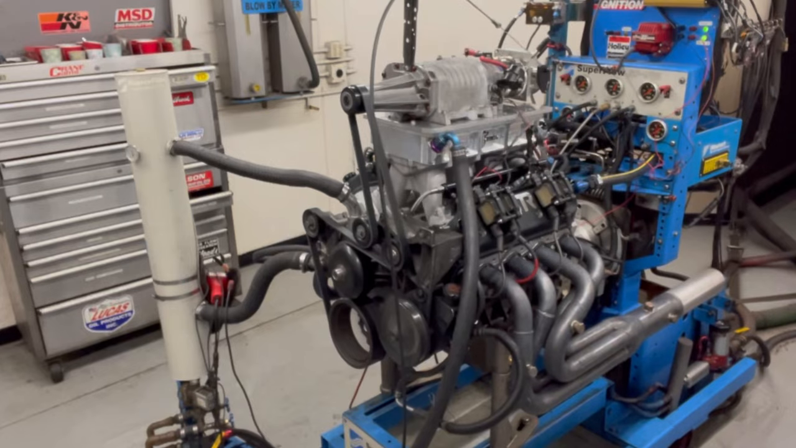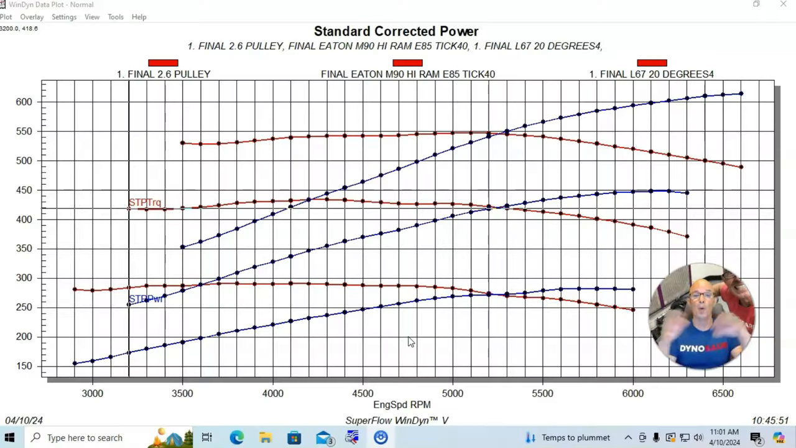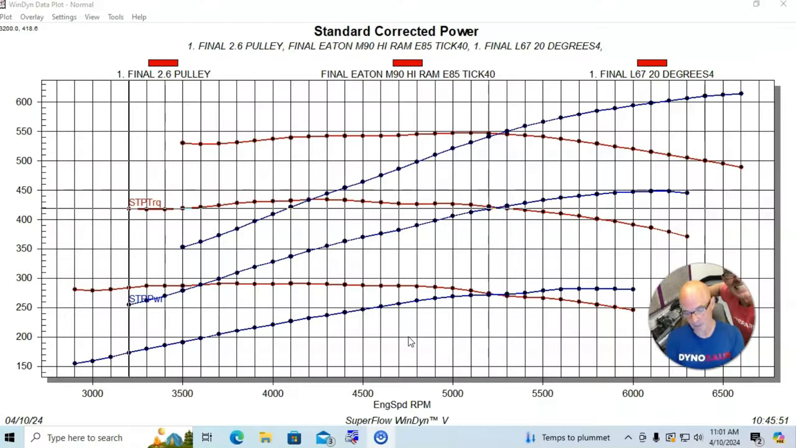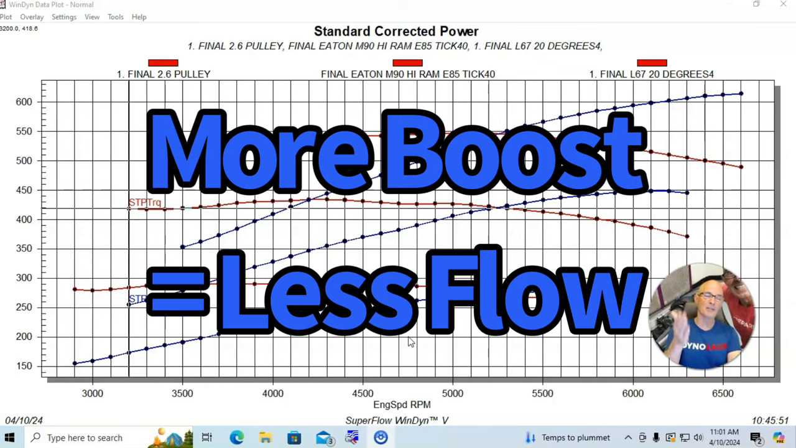So if we spin the blower faster, we're delivering more airflow. In this case, we probably would be delivering more boost as well, and therefore we make more power. Turning the boost up, spinning the blower faster is very common among these blowers, and that's why people make pulleys for them. You spin the blower faster, you make more power. But more boost is actually also a negative, and here's why.